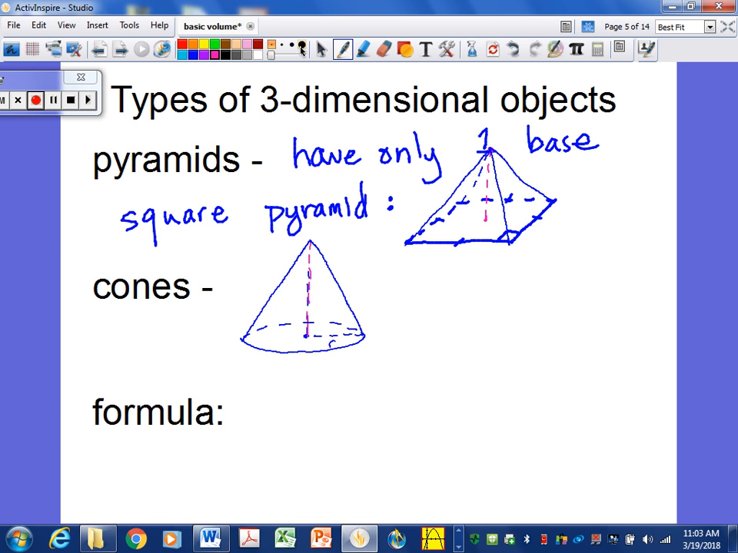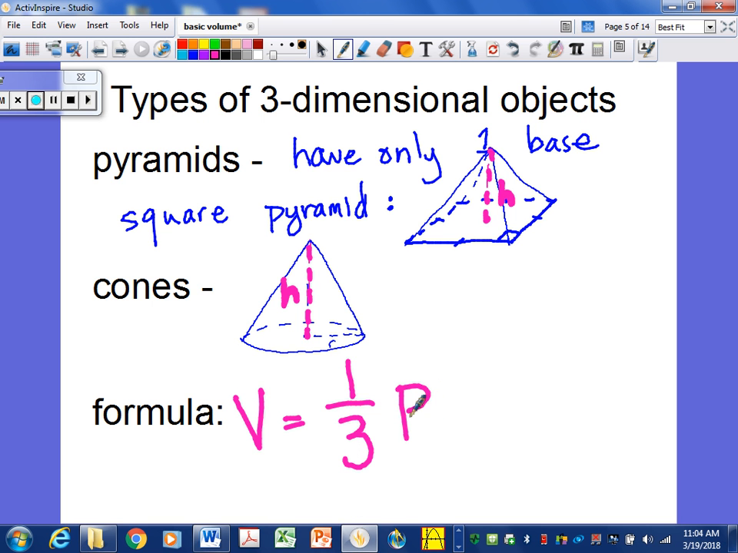So for your pyramid and for your cone, this is the height. The distance from the center to the vertex. That is the height. Okay, it does not go up the side, it goes right down the middle. From the vertex, perpendicular to your base. That's the height. So the formula is a fraction of an entire prism or cylinder.